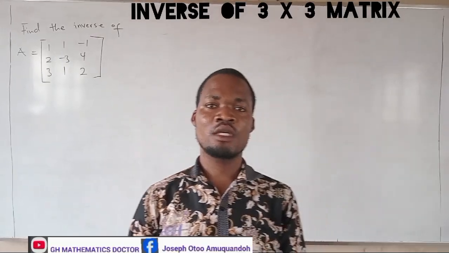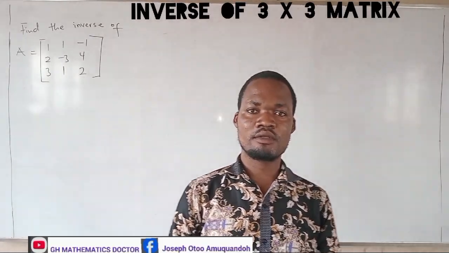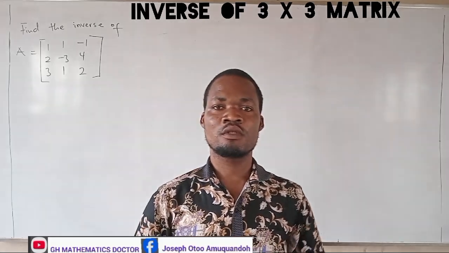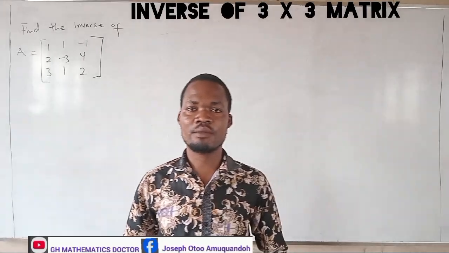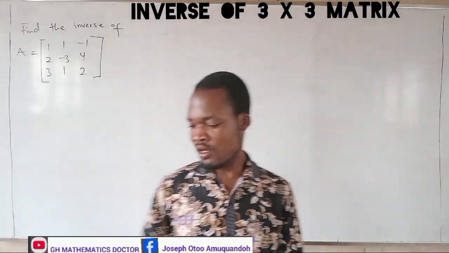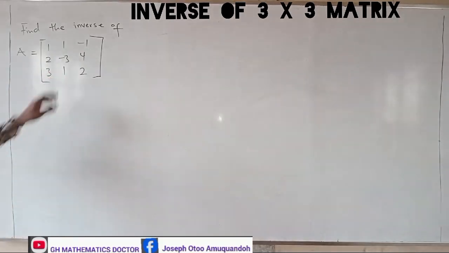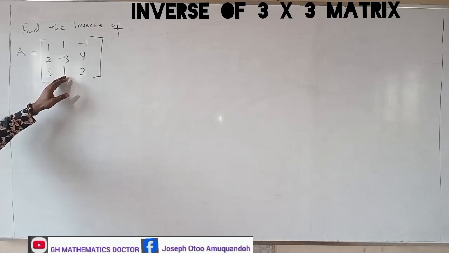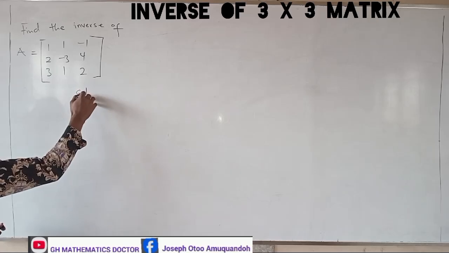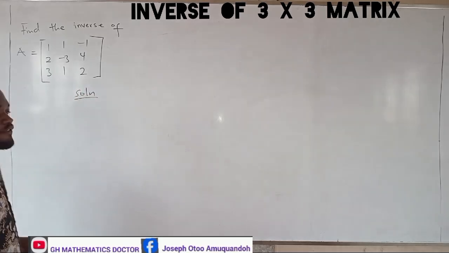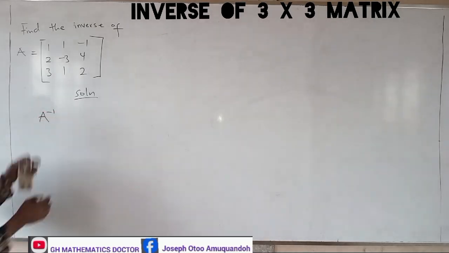In the previous video, we learned how to find the inverse of a 2 by 2 matrix. For today, we are going to look at the inverse of a 3 by 3 matrix. So we have a question on the board. There is a 3 by 3 matrix and you're supposed to find the inverse. The notation for inverse is A exponent negative 1. So that's the A inverse.